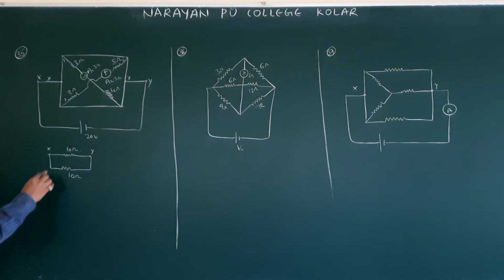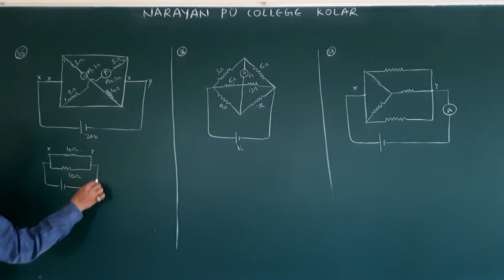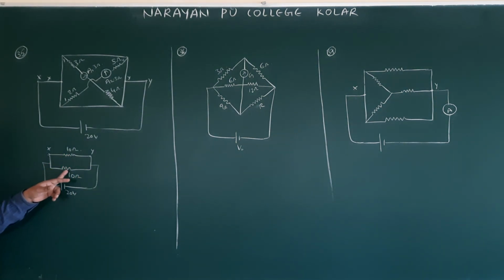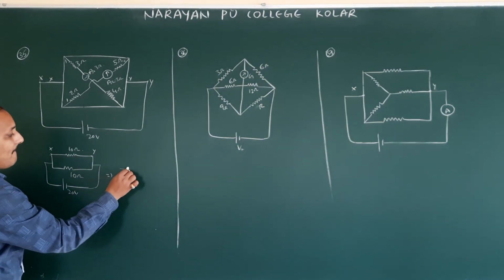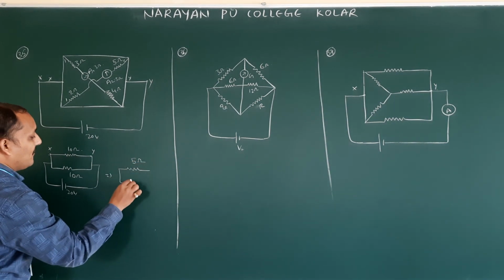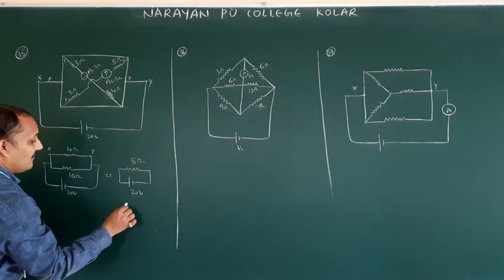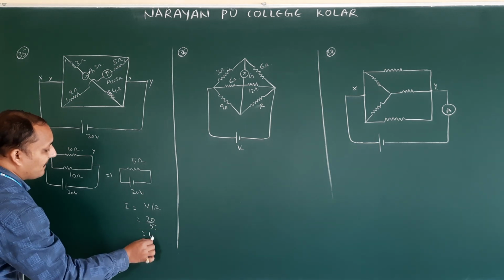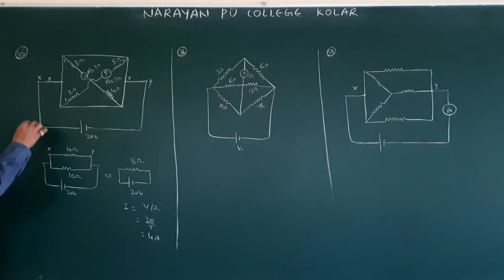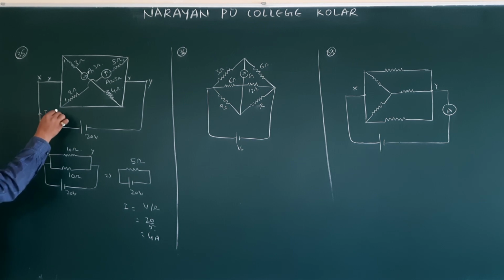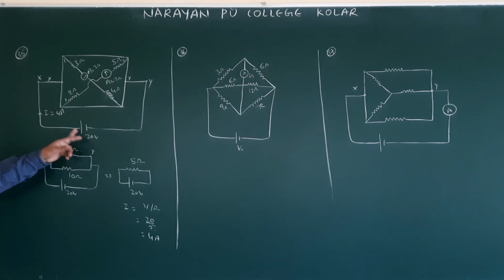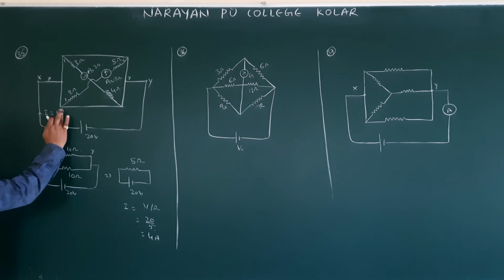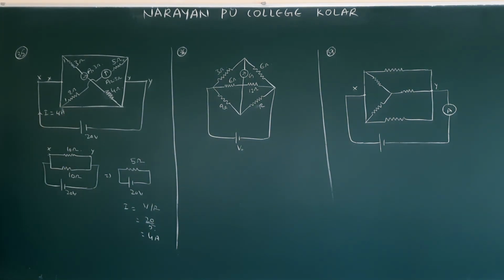These two 10 ohm resistances are connected in parallel across the 20 volt battery. What is the resultant resistance? 5 ohms. Therefore, what is the current? I equals V by R, so 20 by 5 is 4 amperes. The current supplied by the cell to the total circuit is 4 amperes, but they gave 2 amperes. Therefore, the first one is not correct.